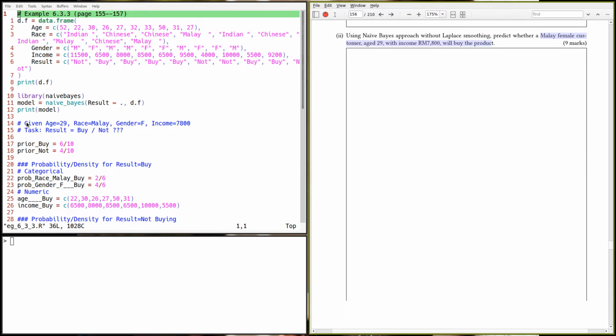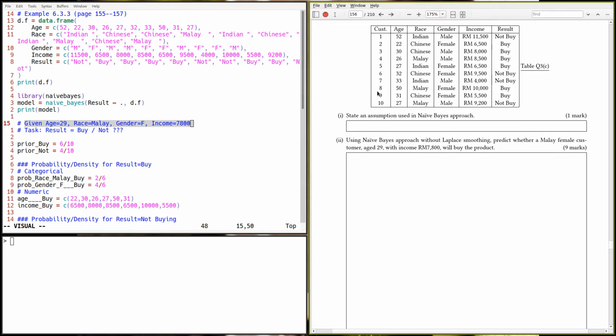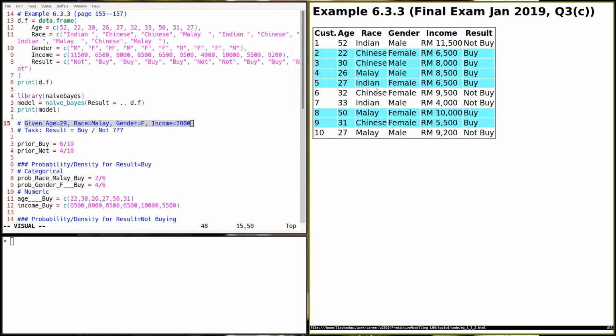So the condition is over here. Let's turn to the table to perform the estimation. There's no highlight here; I've created a table with highlight. You can see that there are 6 buying according to the data and 4 not buying. Anyway, the whole of this table is entered into R, so I just run it in R.